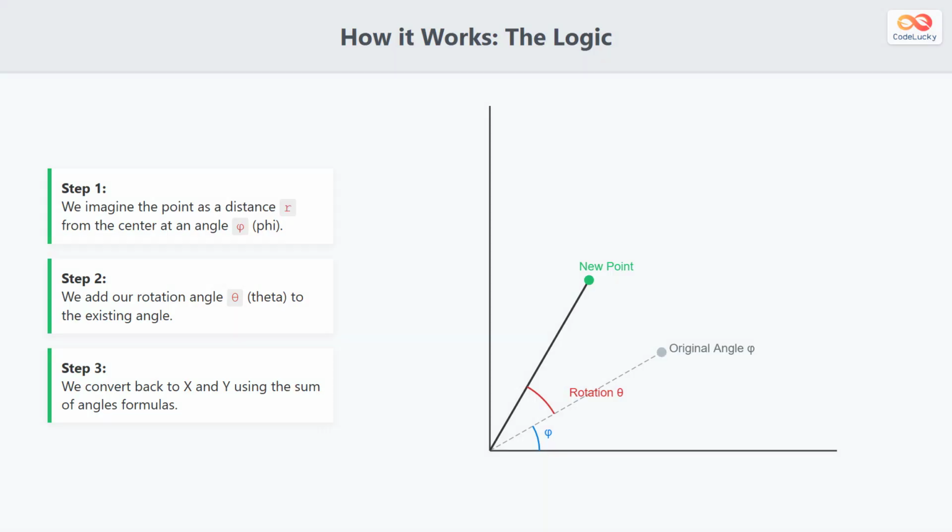Let's visualize why this works. Imagine our point already has an angle called phi. When we rotate it, we are just adding our rotation angle, theta, to phi. By using trigonometric identities for the sum of angles, we derive the formulas from the previous slide. We don't need to know the original angle phi. The math works using just the x and y coordinates.